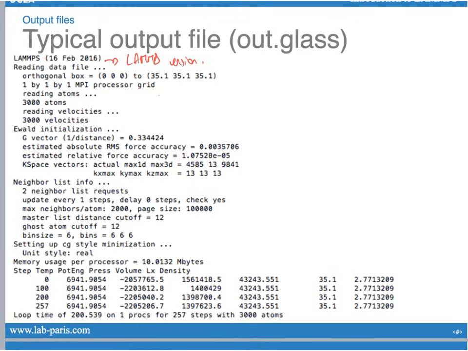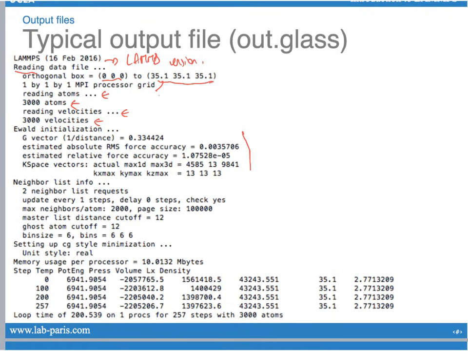Then LAMMPS will tell you every time it does an action. For example, it will tell you, I am reading the data file. Here is the information that I find: the box is going from 0 to 35.1. Here is the number of processors that are used for this simulation. I am reading the position of the atoms. I found 3000 atoms. Now I'm reading the velocities. I found 3000 velocities. You have a couple of pieces of information about the internal stuff that LAMMPS is doing.